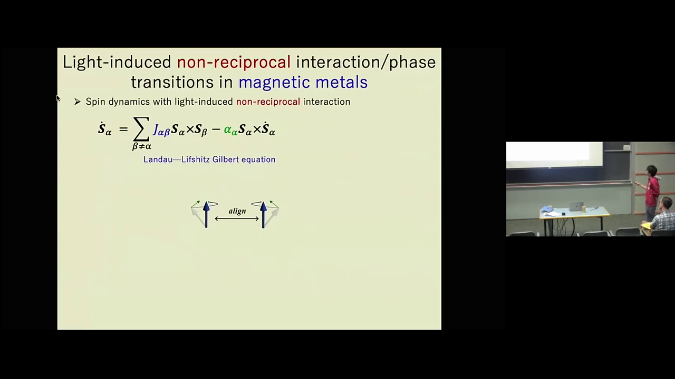So this is what we showed microscopically. In equilibrium, what you can show is what's called the Landau-Lifshitz-Gilbert equation, which consists of this Hamiltonian part and the Gilbert damping term, which is a friction term for the spin.